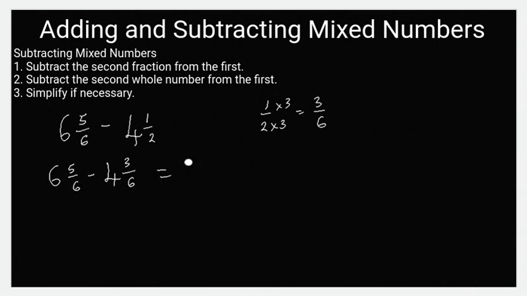6 minus 4, 2, the whole numbers. 5 minus 3, 2 over 6. And now I remember to simplify where necessary. And it's necessary now. So you divide the numerator and the denominator by 2. This would give you 2 whole number 1 over 3, which is your answer in its simplest form.